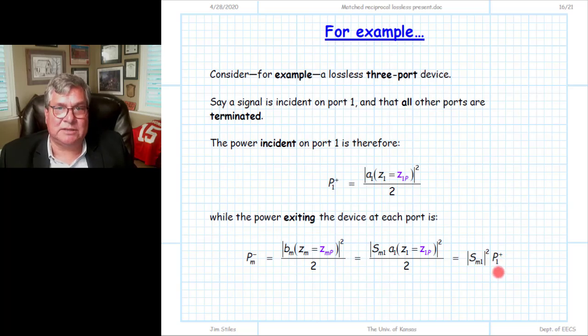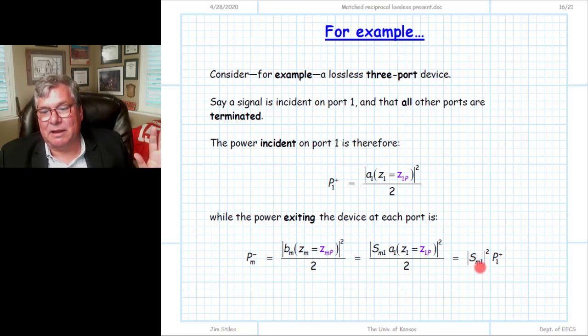If we have a lone incident wave on port 1 and no incident wave at either other port, then if this scattering parameter, S31 for example, has a magnitude squared equal to 0.2, that means that 20% of the incident wave at port 1 is going to be scattered out, exiting port 3. If we did the same thing for port 2, we would take this and multiply by S21, and let's say the magnitude squared of that was 0.6. That means 60% of the wave incident on port 1 exited or scattered then from port 2.